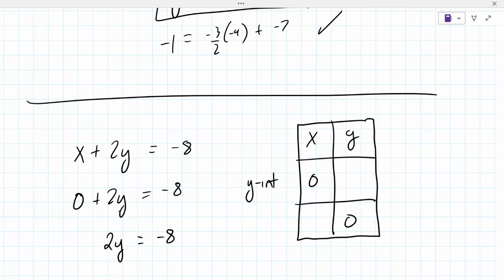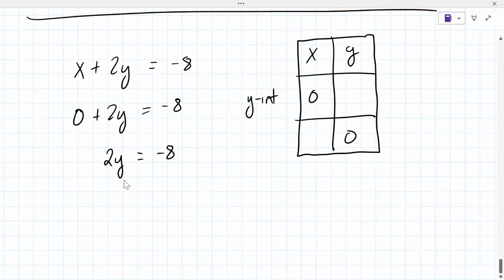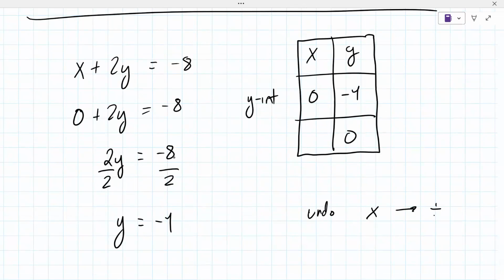Actually, I don't know how to because they're not like terms. How do you undo multiplication by 2? You undo multiplication with division. Okay, so divide both sides by 2. So what would y be equal to? It would be -4. -4? All right, very good.